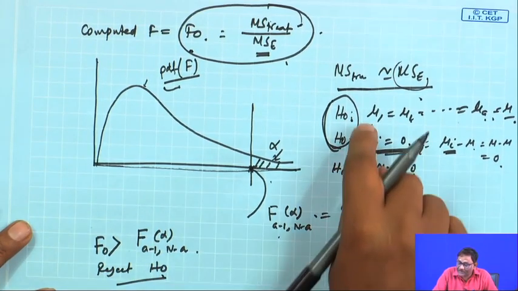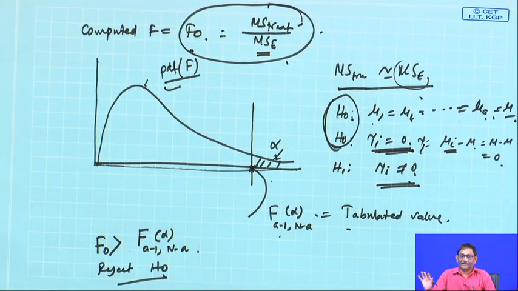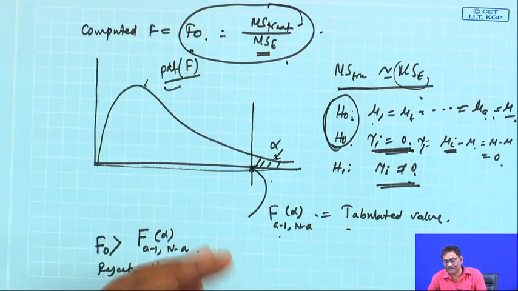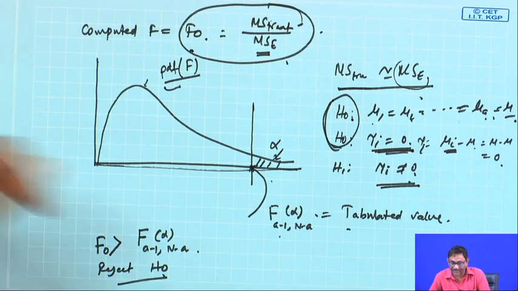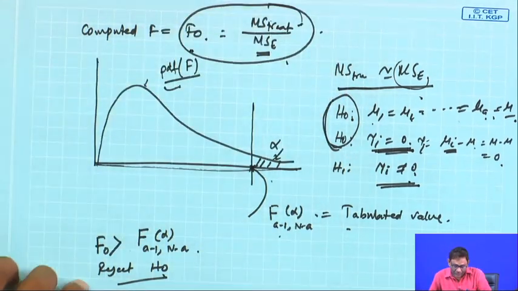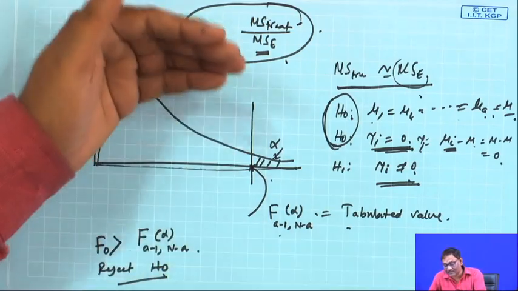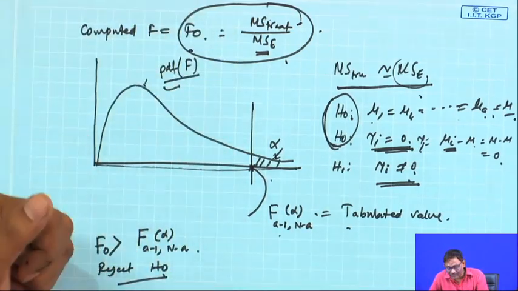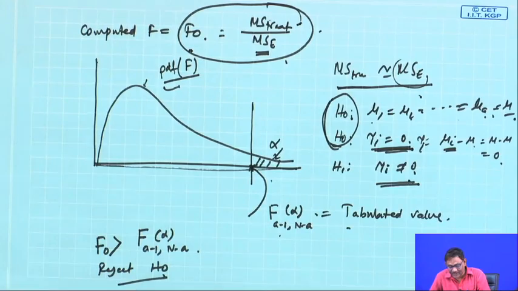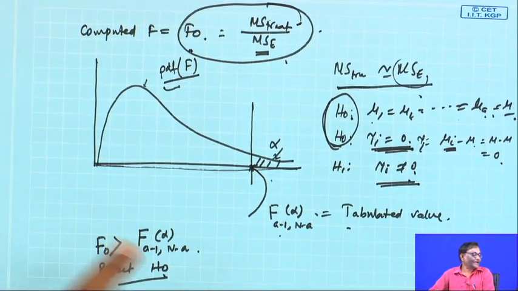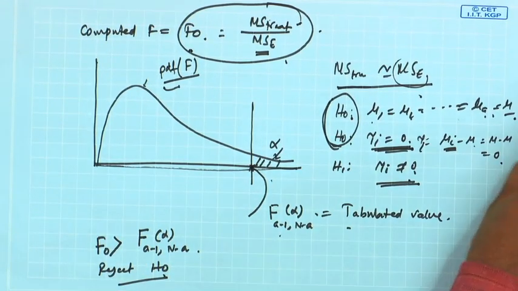What is the null hypothesis? There is no treatment effect, or the mean of the response variable at different treatment levels is not different. That is H0. So from this you are in a position to say whether the null hypothesis is true or false. If it is false, reject the null hypothesis. Okay, so let us see the example.